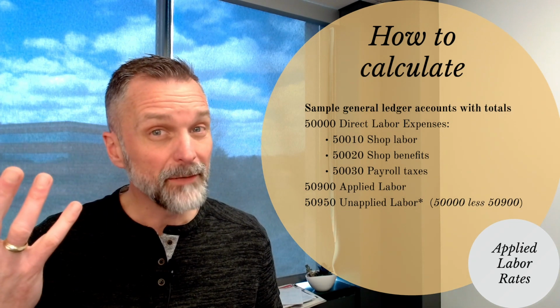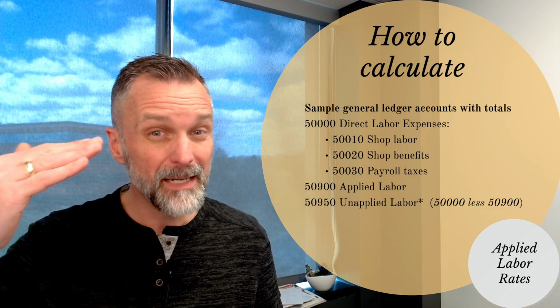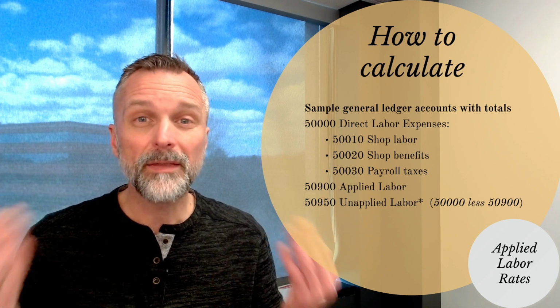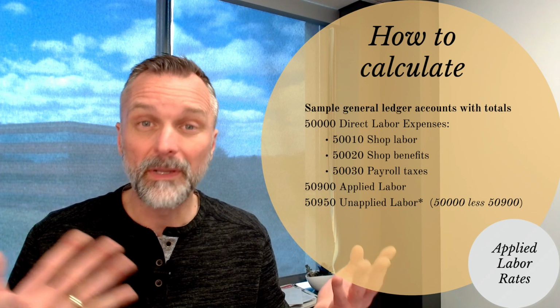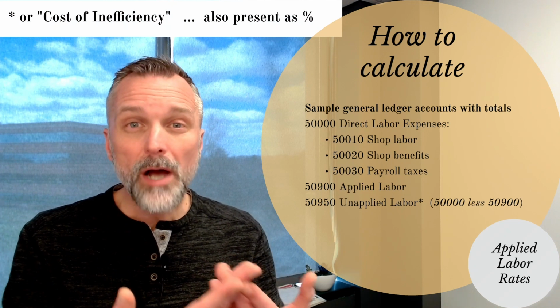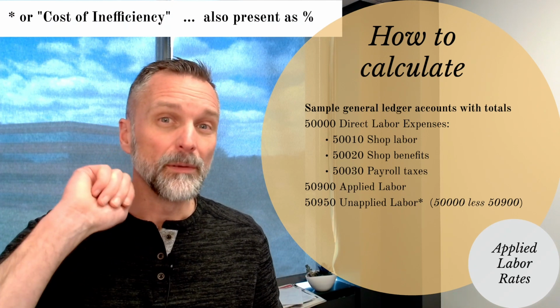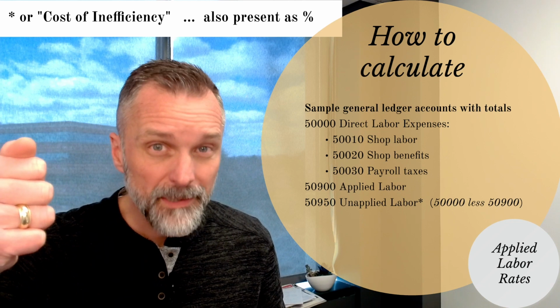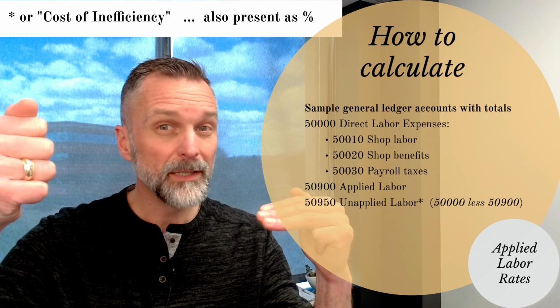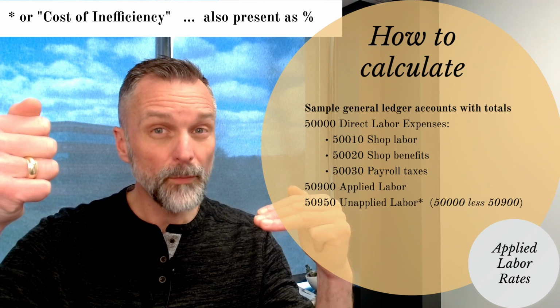If it's not, say for a given week, it's $9,000, that means, all right, what's left over, the unapplied labor, is $1,000, or in our example, 10%. That represents the cost of inefficiency. You're paying the direct labor employees, but not all of their time or dollars are going into what you're producing for your customers.